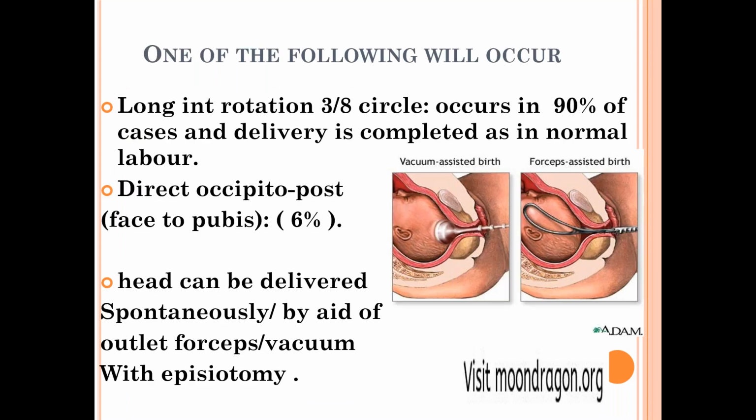One of the following will occur. The long anterior internal rotation occurs in 90%, which I have already discussed. The direct occipital posterior occurs in 6%, and the head can be delivered spontaneously, or in these cases, when delivery is very difficult, there is more chance of instrumental delivery. We have to aid our delivery using forceps or the vacuum.